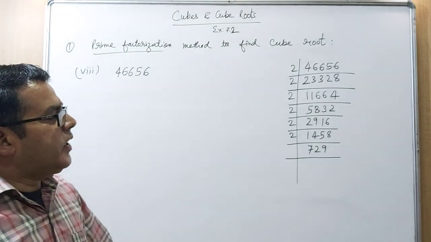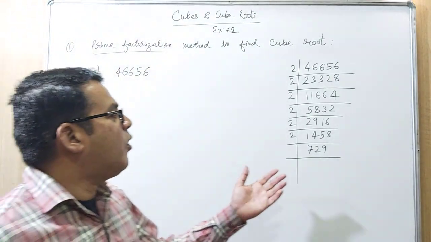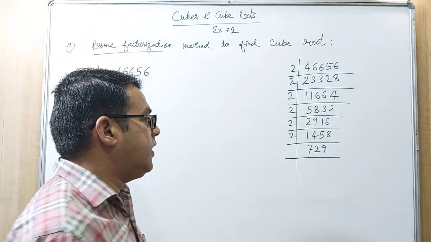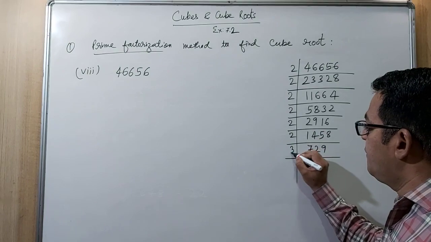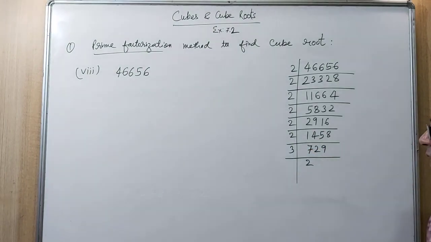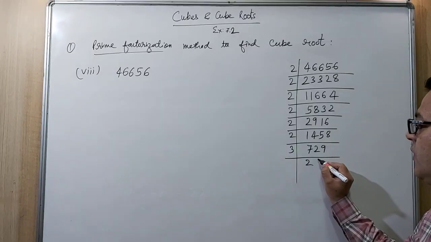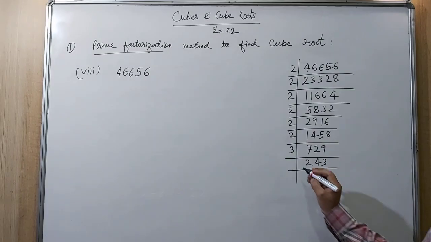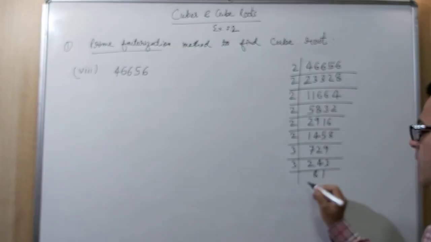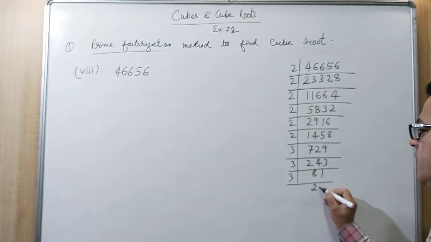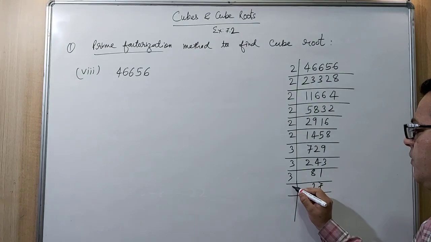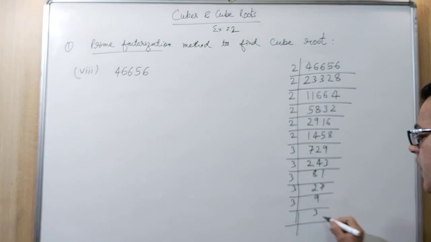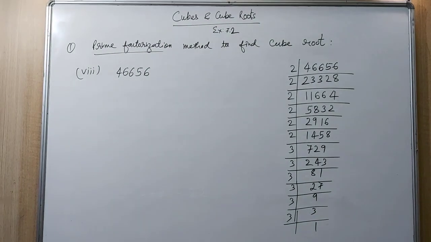So now we can divide it by 3, since the sum of digits is 18: 7 plus 2 is 9, 9 plus 9 is 18. So we can divide it by 3 now. 3 twos are 6, 1 is left, it is now 12, 7 4s are, 7 3s are. Right? Now by 3, 81 times. By 3 now, 27 times. By 3, 9 times. By 3, 3 times. And by 3 finally, 1 time.